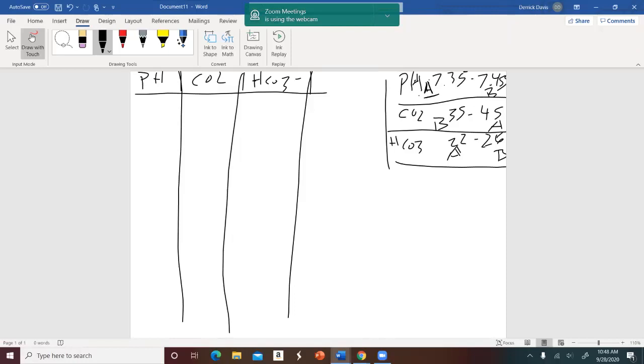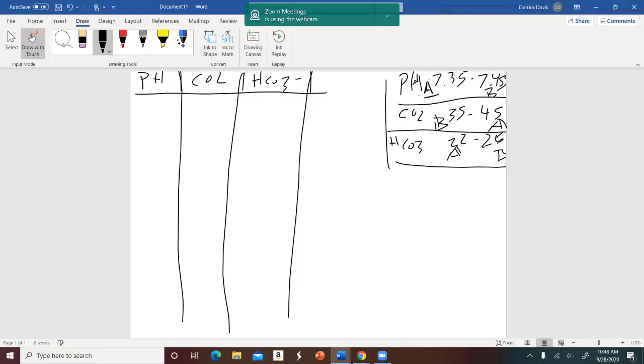For CO2 levels, normal is 35 to 45 millimeters of mercury. So anything less than 35 is going to be basic, and anything greater than 45 is going to be an acidosis. Remember, CO2 is a carbonic acid. So a high level of carbonic acid means an acidosis.